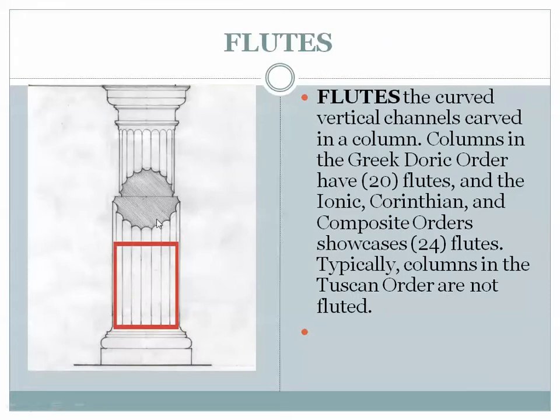Flutes are these scorings that you will see in the Greek Doric pillars. In a Doric order they have 20 flutes, and the Ionic, Corinthian, and the composite orders have 24 flutes. Usually the ones that are not fluted are Tuscan.